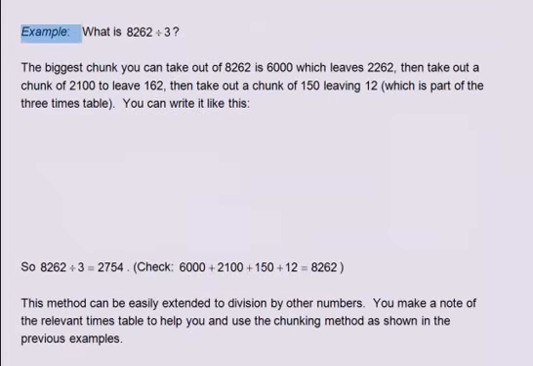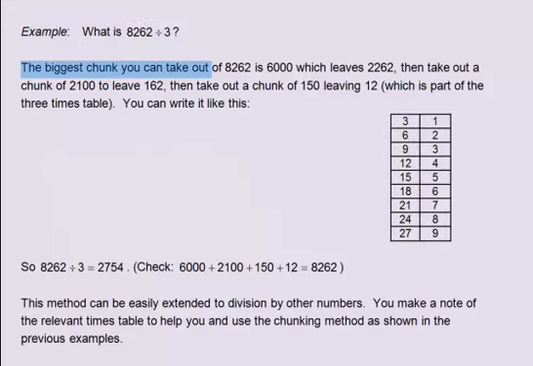Example: what is 8,262 divided by 3? First, write your 3 times table. The biggest chunk you can take out of 8,262 is 6,000, which leaves 2,262. Then take out a chunk of 2,100 to leave 162. Then take out a chunk of 150, leaving 12, which is part of the 3 times table.